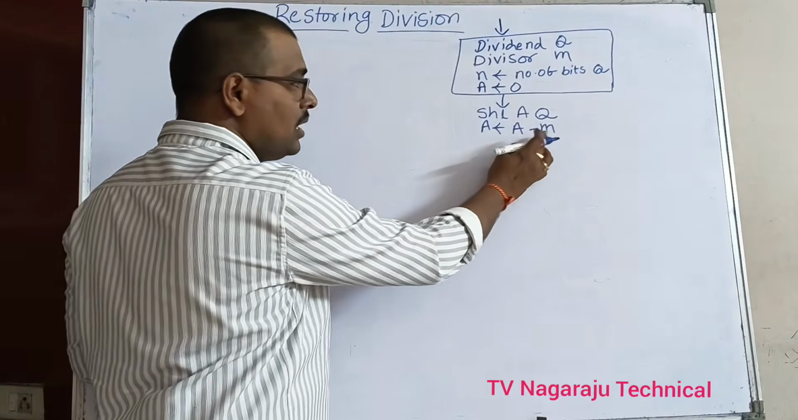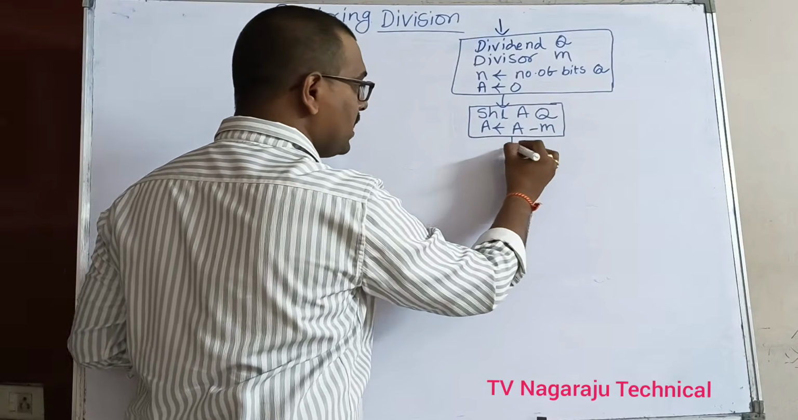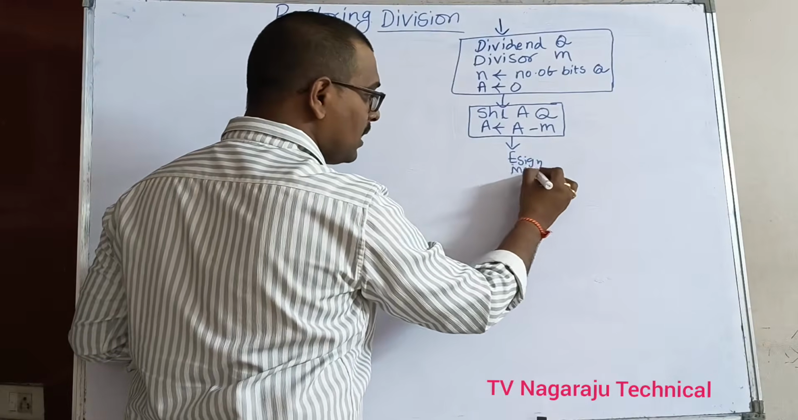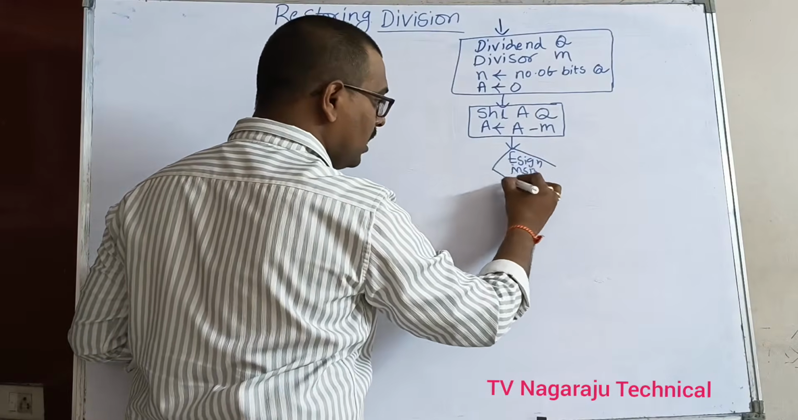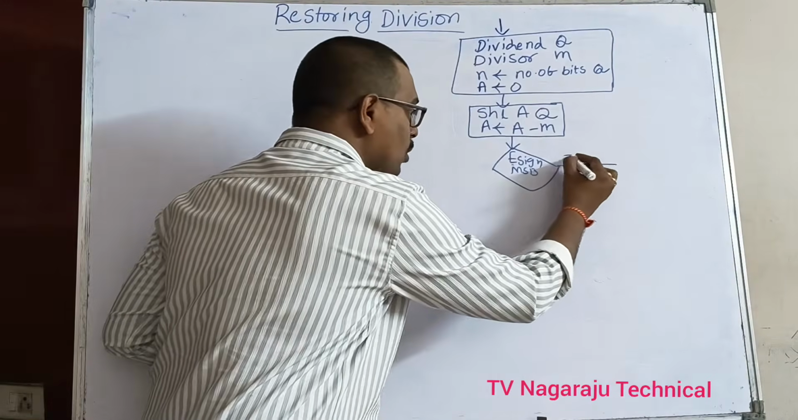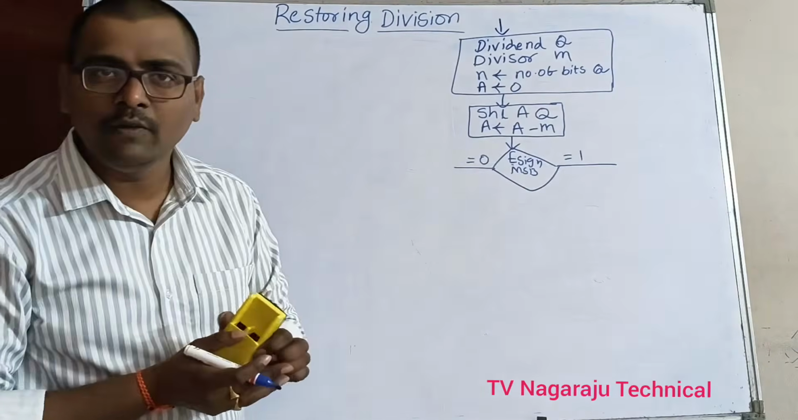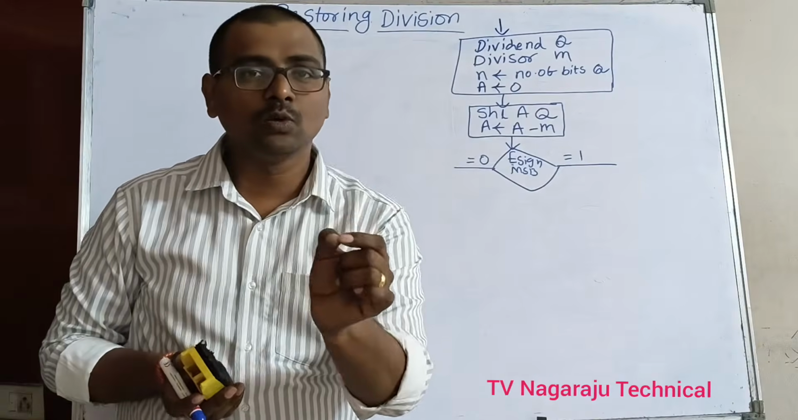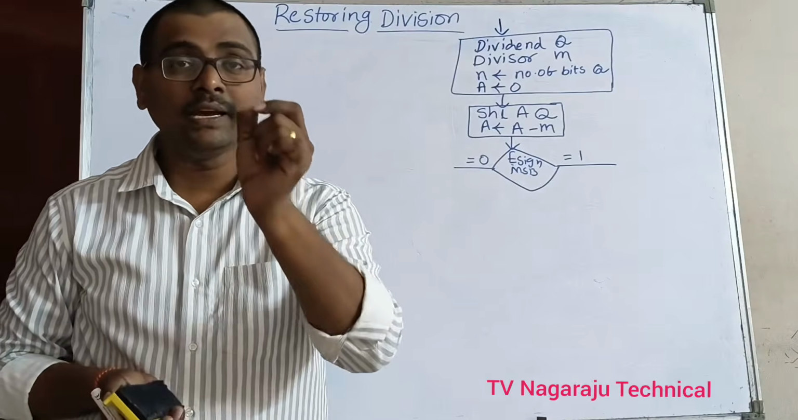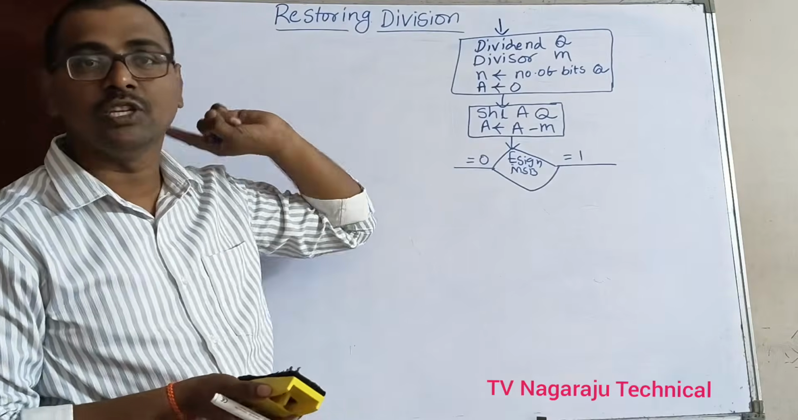After the shift left of AQ, we do the subtraction operation. From the partial dividend, we subtract the divisor. After subtracting the divisor, you check the sign bit, the MSB, of the result. Anyway, there are two possible cases: the sign is equal to 1 or equal to 0. What does sign equal to 1 mean? If the sign is 1, the result is negative, so we are getting a wrong result. That means we restore back to the original value.